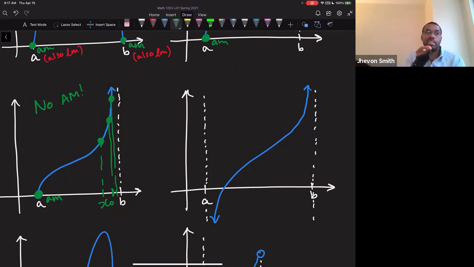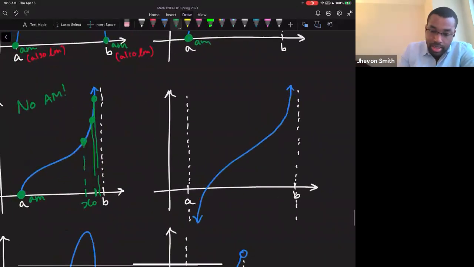Because what that means is you can inch closer to an asymptote with an x value, and you can get a bigger value. So there's no x value in the interval AB at which the output is greater than or equal to every other output. You can keep getting greater and greater outputs by taking x values closer and closer to b. Similarly here, this has neither: no absolute max nor absolute min.